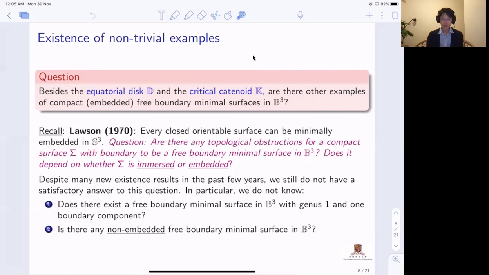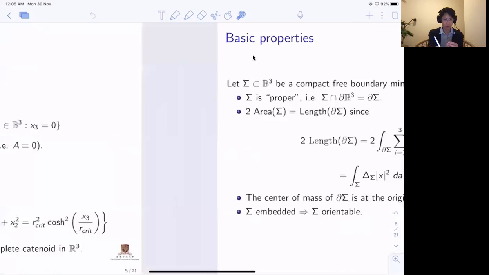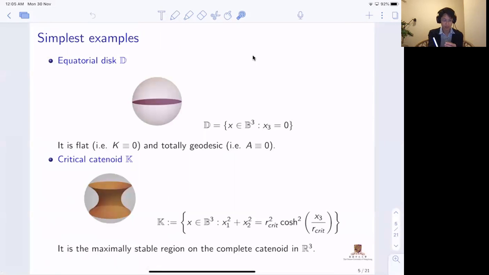Okay. So in the past about 10 years, there are many new existence results of free boundary minimal surfaces in the ball, but we are still quite far from fully understanding this question in light of the results of Lawson. For example, up to date, we don't have an example of free boundary minimal surface in the ball whose genus is 1 and have only 1 boundary component. So this we have a genus 0 example and 1 boundary component given by the disk, and we have a genus 0 example with 2 boundary components given by the critical catenoid.